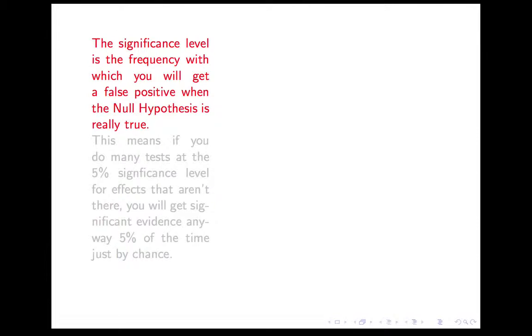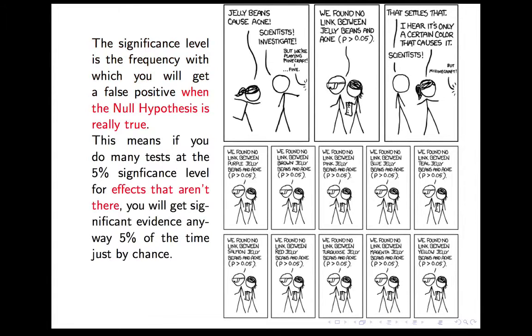Okay, and here is the most important consequence of that fact, that the significance level is the frequency with which you'll get a false positive when the null hypothesis is true. That means that if you do many tests at, say, the 5% significance level for effects that aren't there, you will get significant evidence anyway, 5% of the time, just by chance. And the following XKCD cartoon illustrates this point and illustrates why this leads to the biggest danger in hypothesis testing.